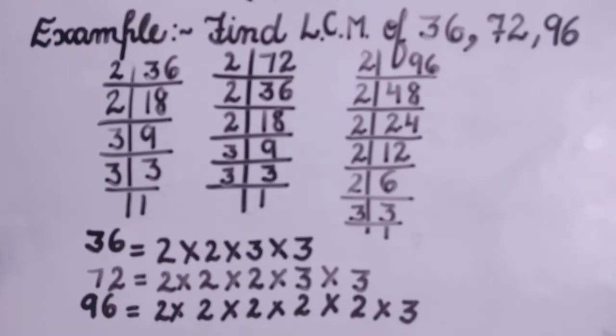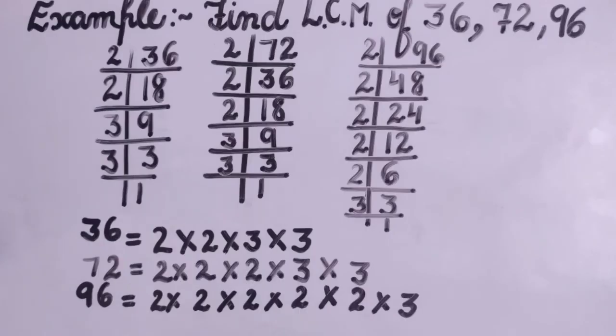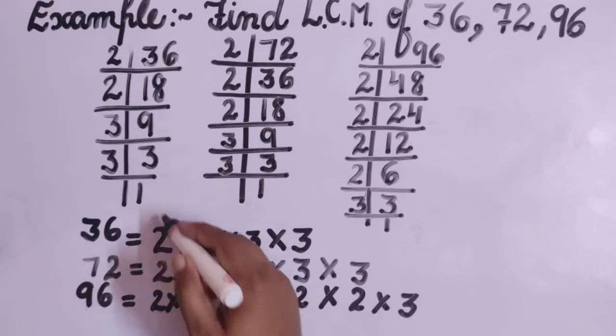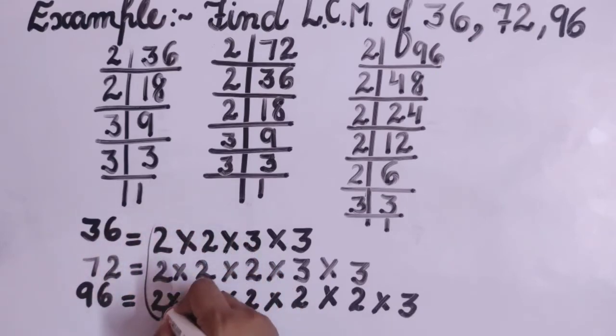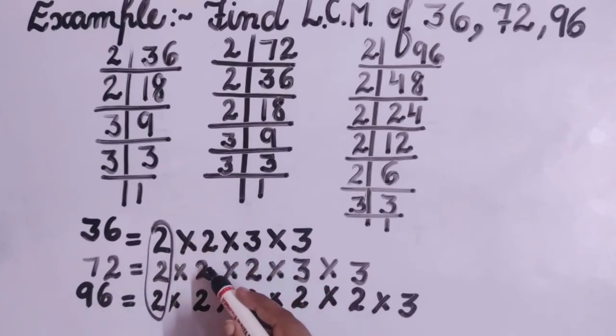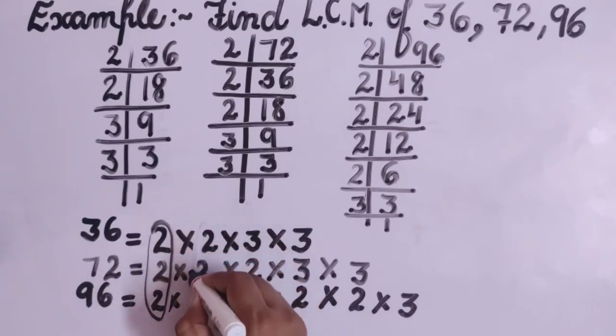Second step is we will write down the common factors which are common in all three numbers. Our first common factor is, students, 2, because see, 2, 2 and 2. So 2 is a factor of all the numbers. So let's circle it. Now let's find out the second common factor which is common in all the given numbers. Let's check 2, 2, 2. Once again 2 is common in all. So let's circle it.